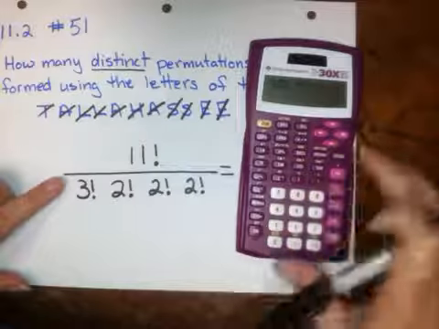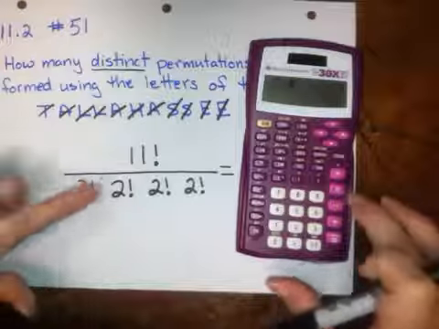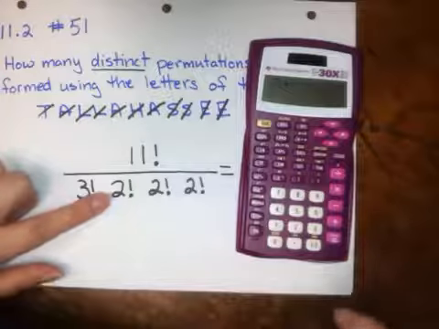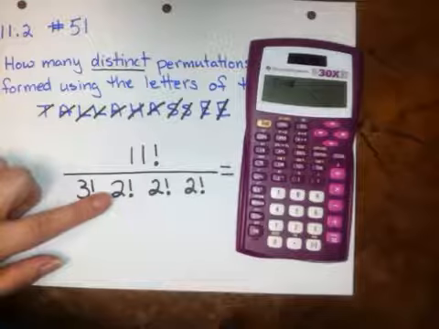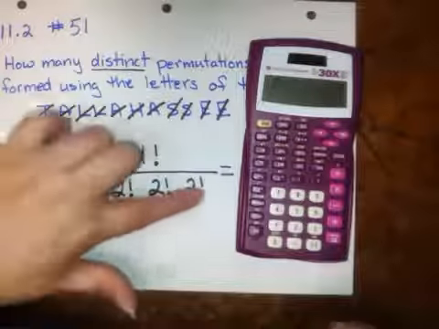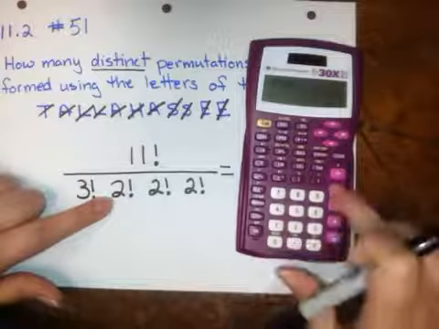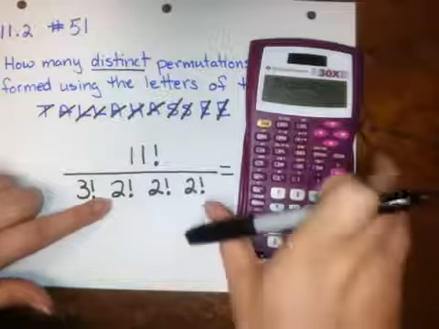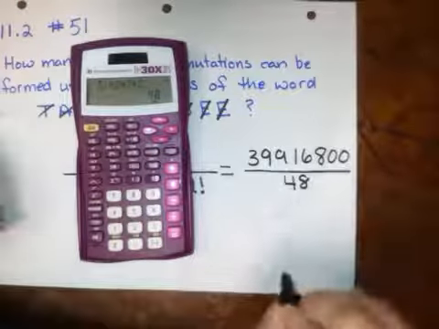Okay, and now in the denominator, we're going to enter 3, go over to factorial, times 2 factorial. But what's 2 factorial? 2 factorial is 2 times 1, so 2 factorial is just 2. You can save yourself some time. You don't have to type in 2 factorial for each of these. This is just the same as 2 times 2 times 2. And so that gives us 48 in our denominator.